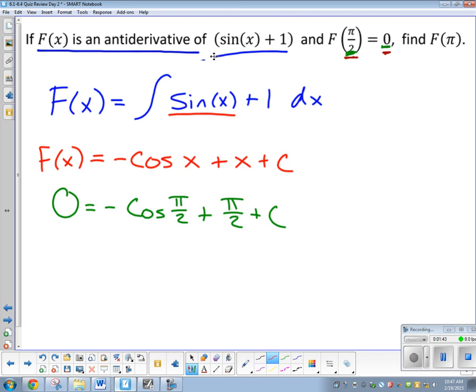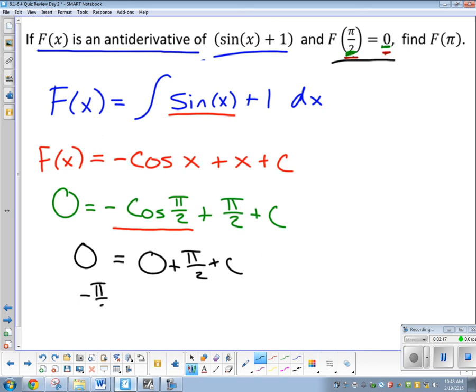We've got to know our unit circle a little bit. Negative cosine of pi over 2. Where's pi over 2? At the top. It's cosine, so what's your x value there at the top? 0. So it's negative 0, so whatever, it's 0. Plus pi over 2 plus c all equals 0, because F of pi over 2 is equal to 0. So negative pi over 2 is going to be equal to c.